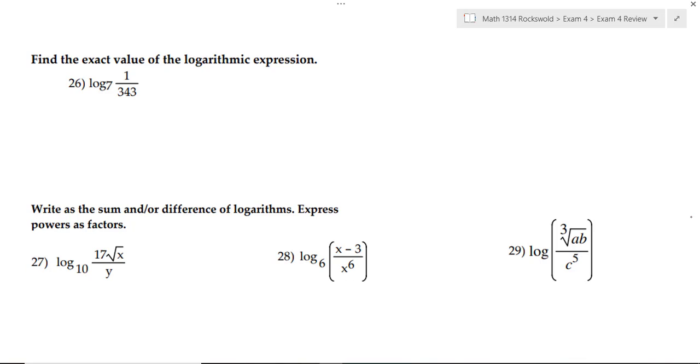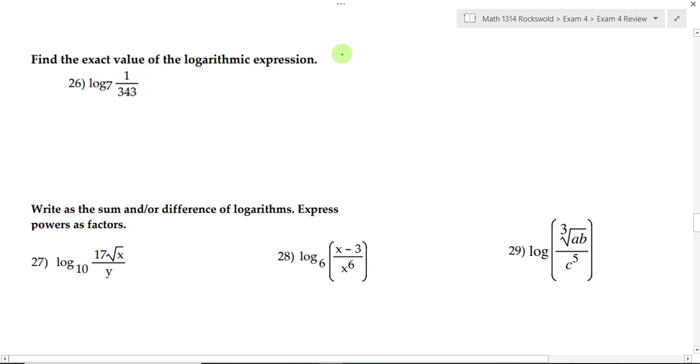This is part 2 of the exam 4 review, so we're picking up where we left off. We've gone through 25 problems already. We're picking up with number 26. Here we're told to find the exact value of the logarithmic expression. I want you to do this, or you should be able to do this without using your calculator.